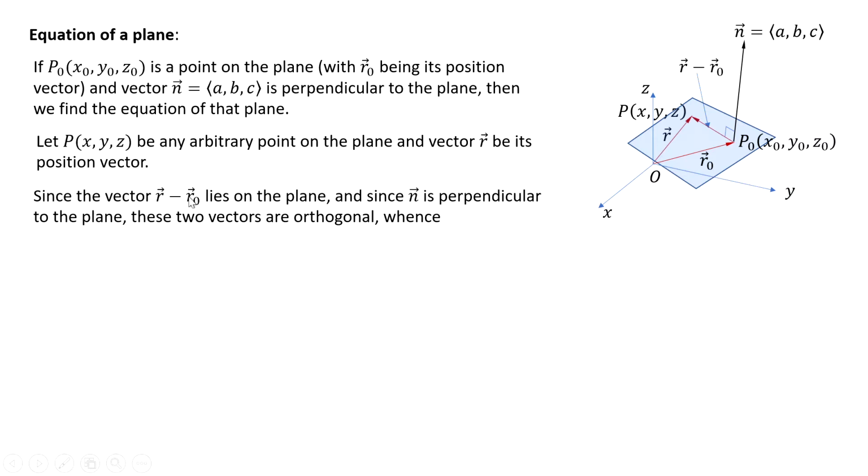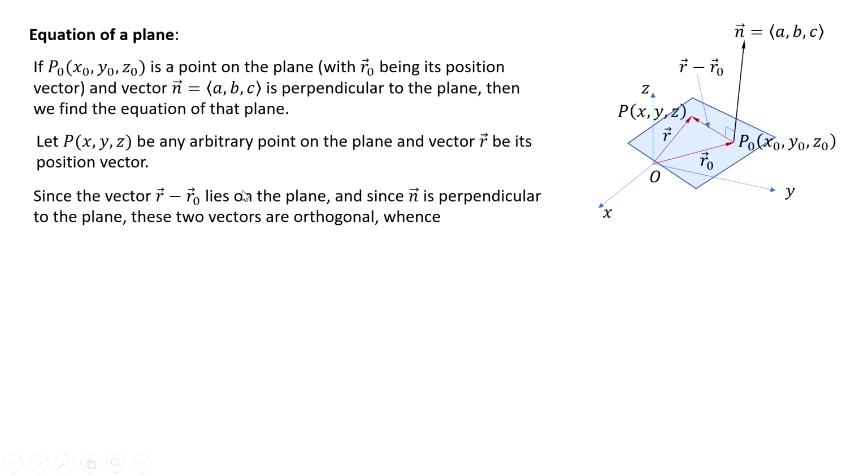Since the vector R minus R sub 0 lies on the plane, is it true? Think about it. Can you convince yourself that the vector R minus R sub 0 lies on the plane? Yes, it must, because does P sub 0 lie on the plane? Yup. Does P lie on the plane? Yup. So a vector going from one point on the plane to another point on the plane, shouldn't that vector lie on the plane? That's the argument.